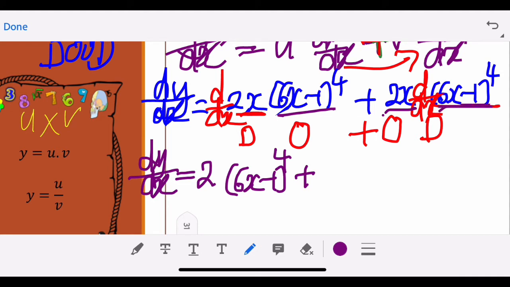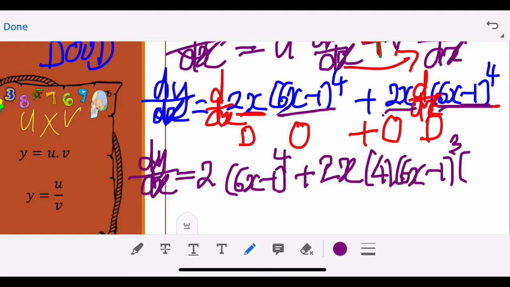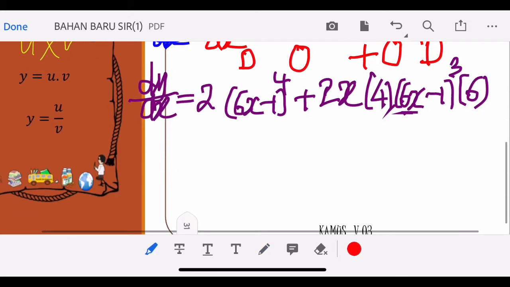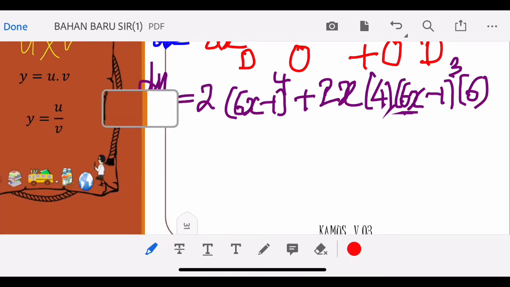So this is a chain rule, remember, you don't do the bracket, you have to copy down. That means this thing, 2x, you have to copy down first. Okay, I'm going to copy down 2x, then I will differentiate the power 4, then (6x minus 1) to the power 3, then I differentiate in the bracket, 6. That's how you do it. After you differentiate, you must simplify your answer.